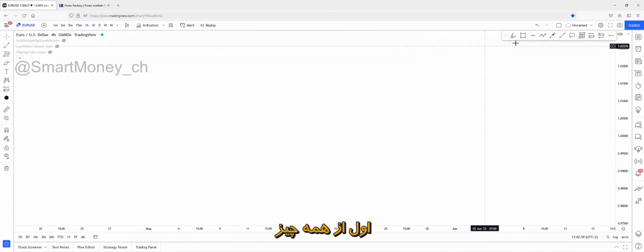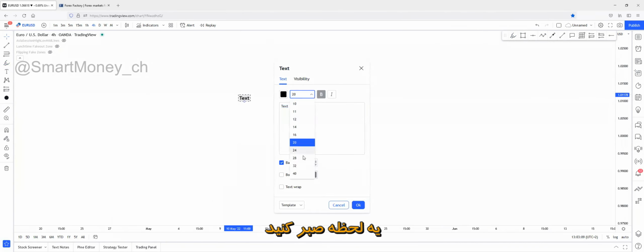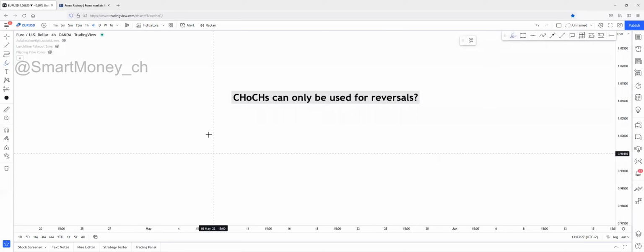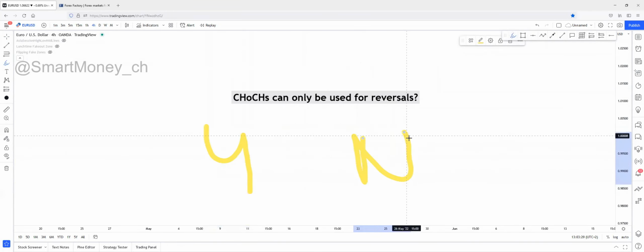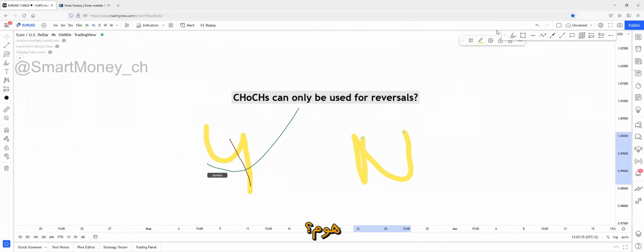And first of all, I will ask you some questions about the flips and change of characters. The first question is, I will write it down here. Just higher the size of the text. Change of characters can only be used for reversals. Is it true or not?